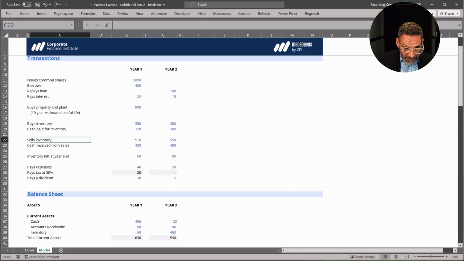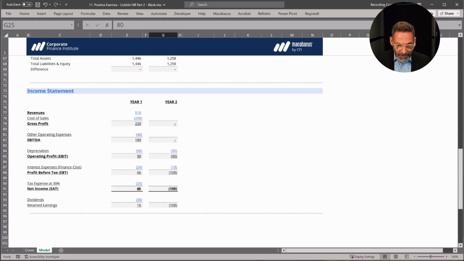Now we sell the inventory. So we're going to have revenue. And the cash received from sales is 480. So that's going to be hitting the balance sheet. But we also didn't sell all the inventory because there's still 80 of inventory at the year end. So actually, let's do the sales first. So that's revenue. We're going to go to the income statement. That's going to be 550.